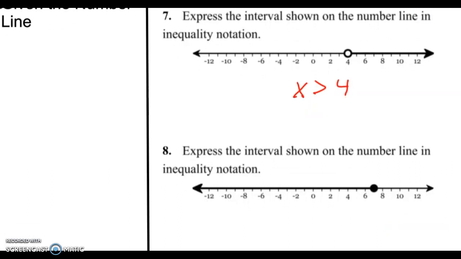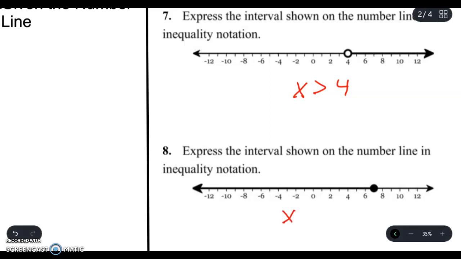Alright, number 8. We'll look at this one. It's 7 here. So we're going to say x, and we're going to the left, so x is less than 7, matches the arrow there. But with the circle filled in, we're going to put an equal to.